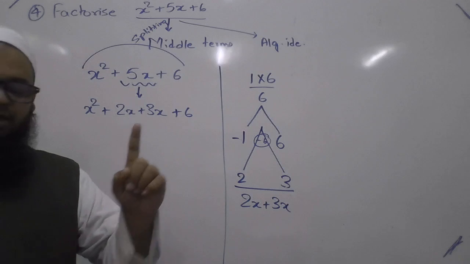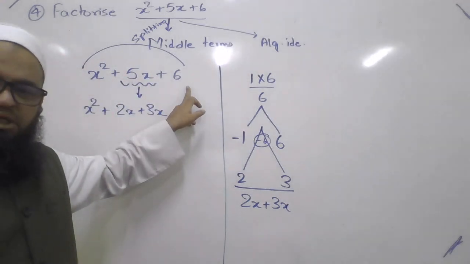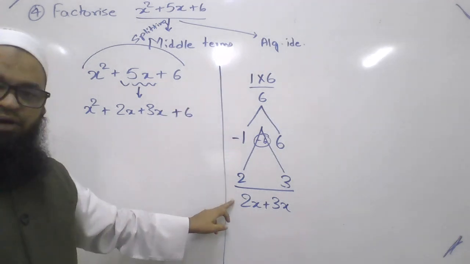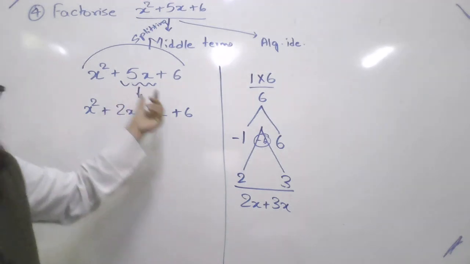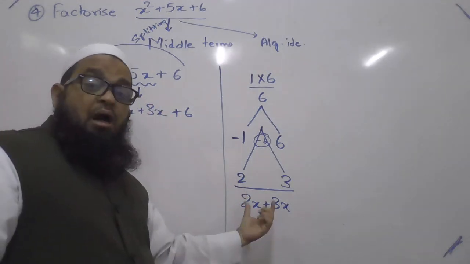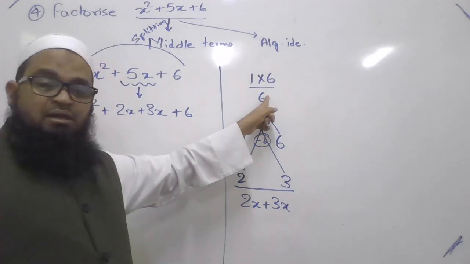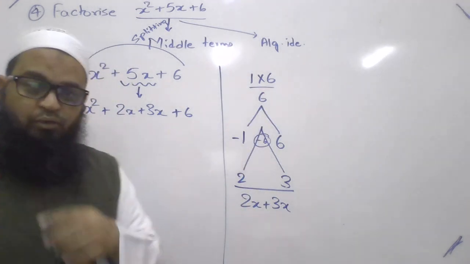What is the first step? Multiply the coefficient of x square and the constant term. So 1 times 6 is 6, and try to find the set of factors where the middle term can be split accordingly, and also you have to check if you multiply these two, are you getting the constant term? The sign is very important over here.